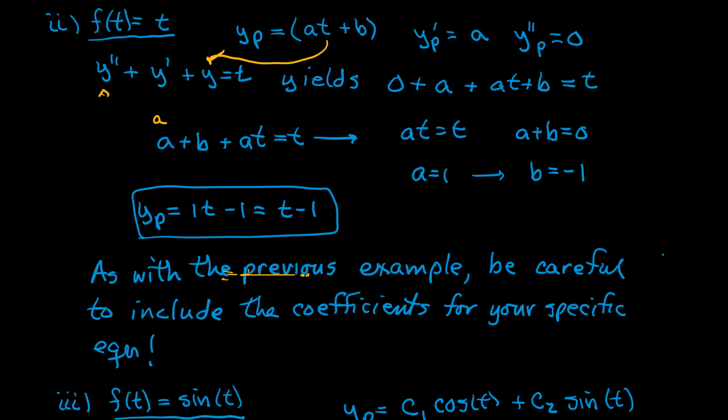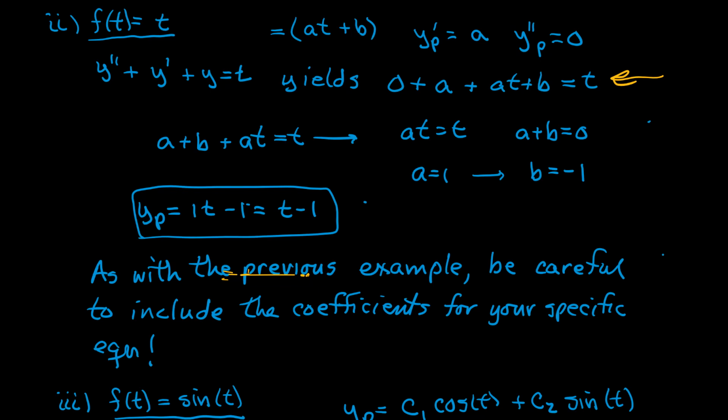When we substitute these in, still keeping the t on the right-hand side, we're going to wind up with this equation that we have here on the right. That's going to be a plus a times t plus b equals t.